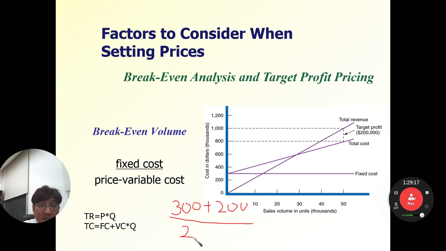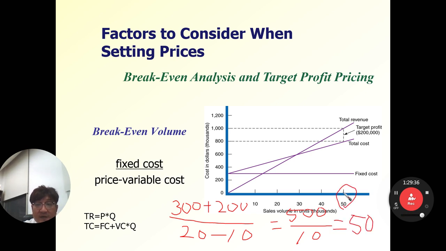Price is $20, we calculated that one, right? Minus the variable cost of $10. So it is $500 divided by 10. The target profit quantity is going to be 50. We got 50 over here. That is how we calculate the target profit point.